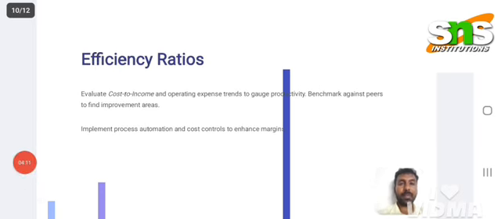So next is efficiency ratios. So what does efficiency ratios mean? It's nothing but evaluating cost to income and operating expense trends to gauge productivity. Benchmark against peers to find improvement areas. Implement process automation and cost control to enhance margins.